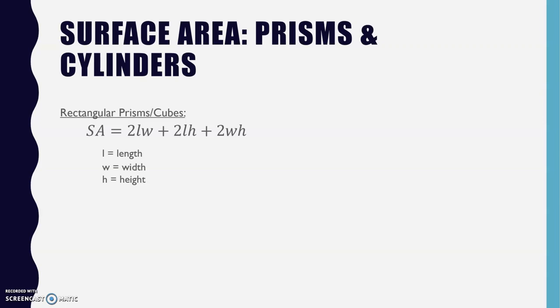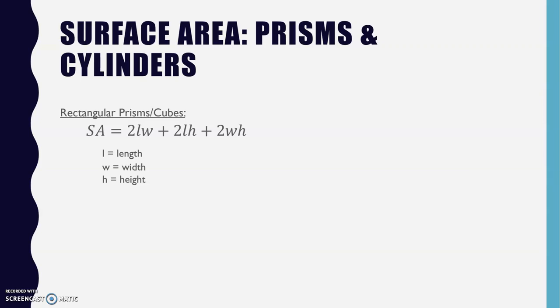So the first one that we're going to go over is the rectangular prism or cube. That's also considered a rectangular prism. And your formula for the surface area is 2 times length times width plus 2 times length times height plus 2 times width times height. The length and the width are usually on the base of the rectangle, and then the height is the length that kind of is going up into the air.